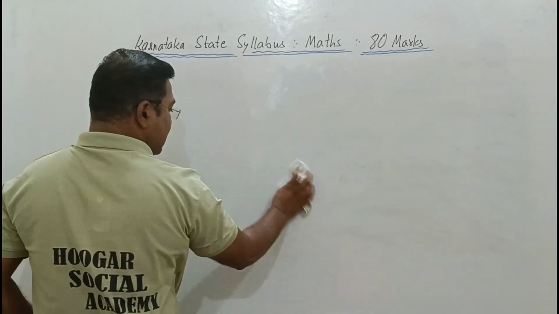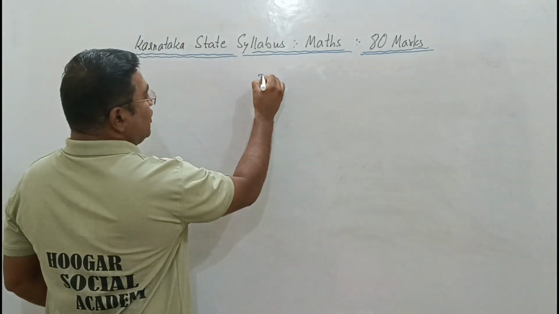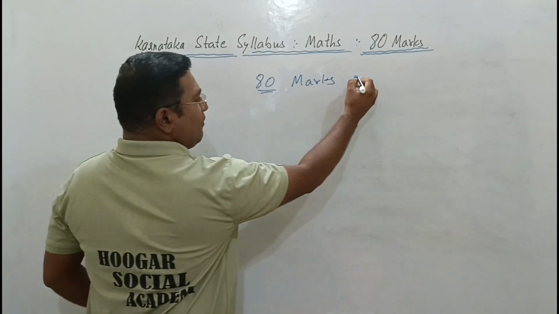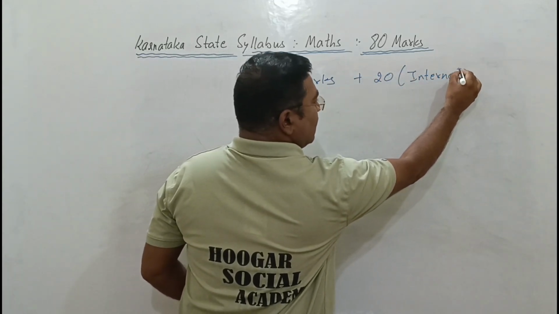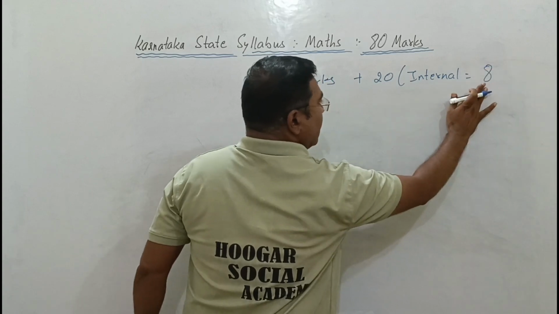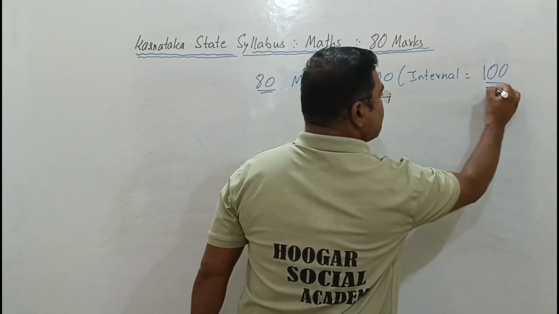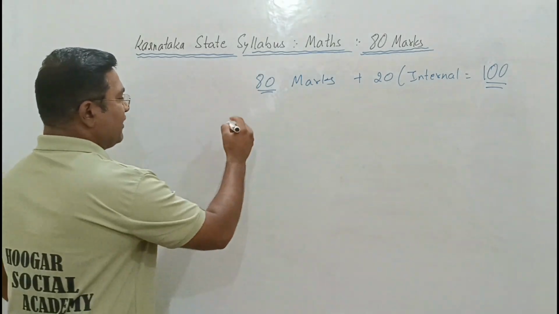So here it's a subject pattern. It is being given. What is the total marks? The total marks is 80 plus 20, your internal marks. Which will convert into the form of 100 marks. Okay, which will convert into how many marks? 100 marks it is.